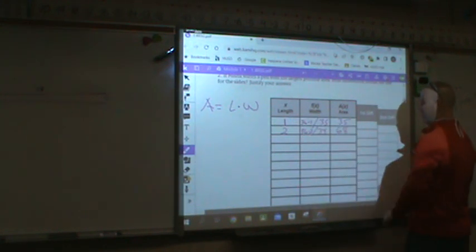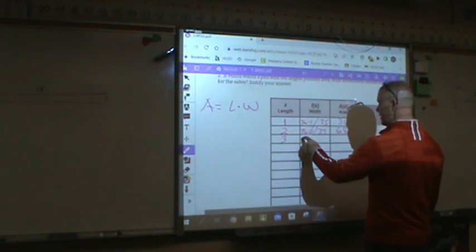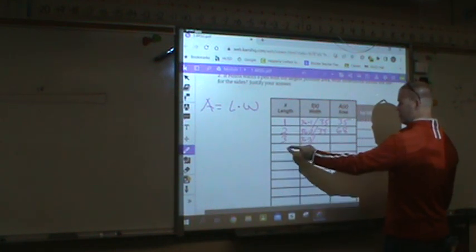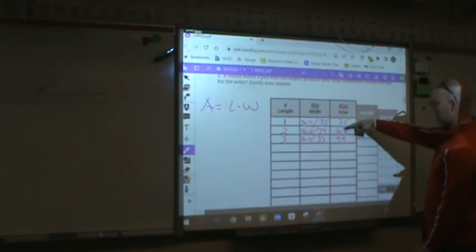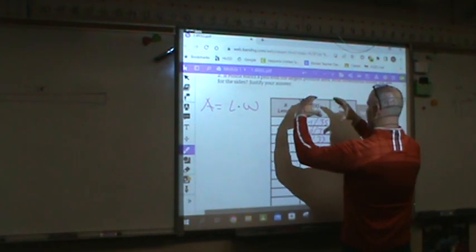The area ends up being 68. And if I keep going, 36 minus 3, and you see where this is going, 33 is 99. Look at how the area doubles just by increasing it from 1 foot to 2 feet.